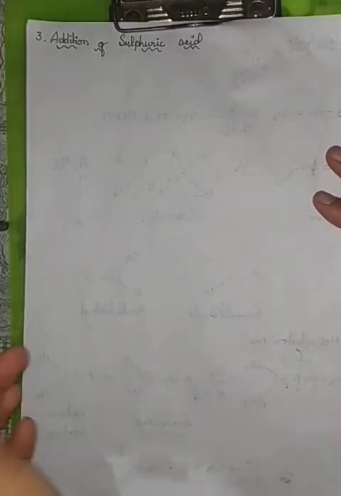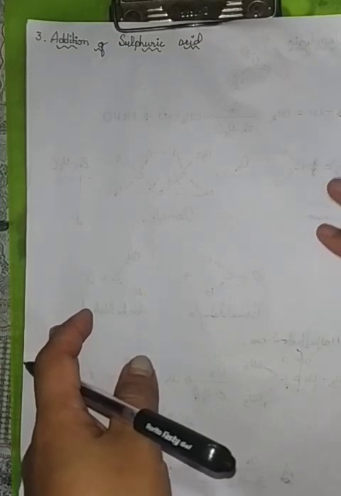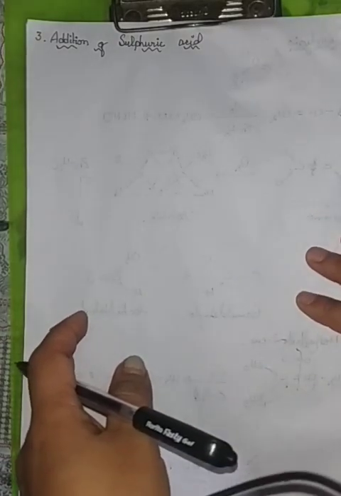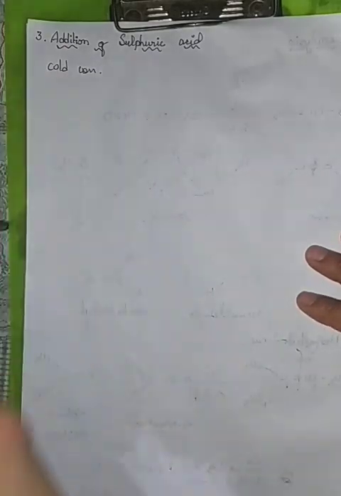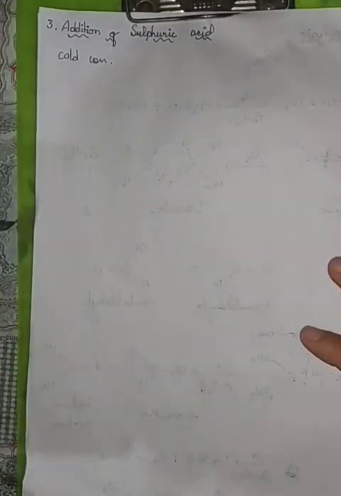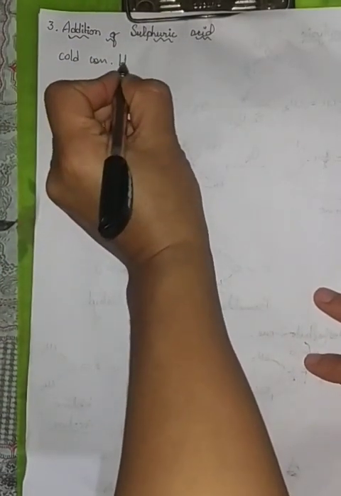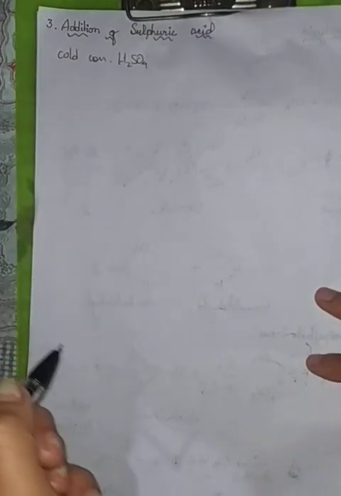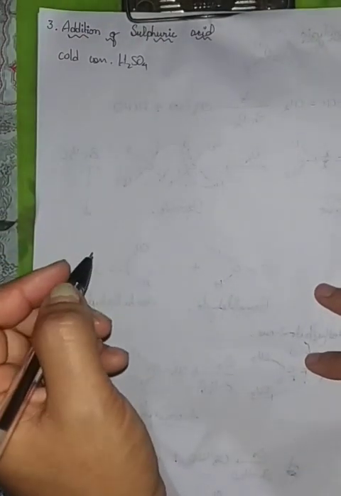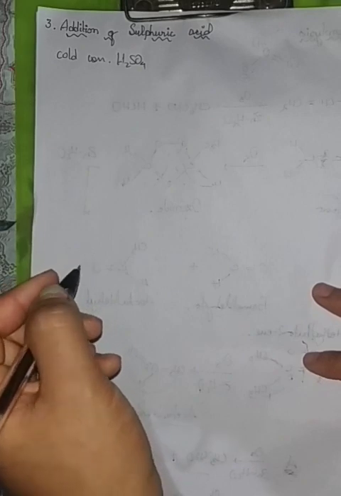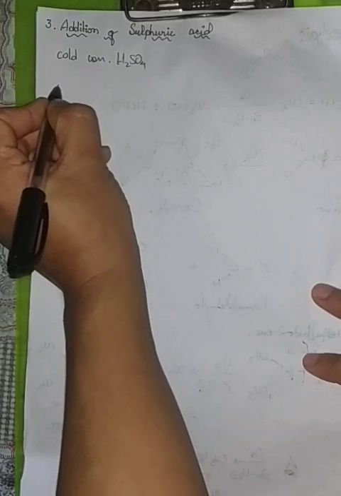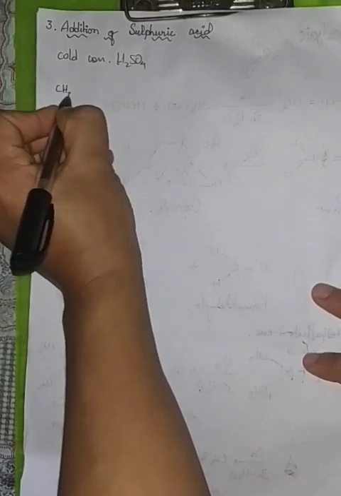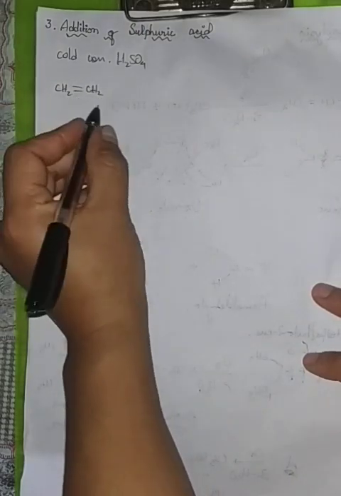Now let's check the third chemical reaction of alkenes, that is addition of sulfuric acid. In this reaction, cold concentrated sulfuric acid is used. Cold concentrated sulfuric acid is added to the alkene according to Markovnikov's rule, that is, the H plus joins with the carbon atom having the greater number of hydrogen atoms. Therefore, CH2 double bond CH2. This is a symmetrical alkene.